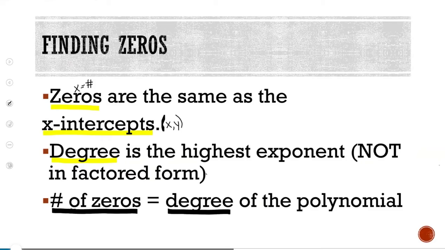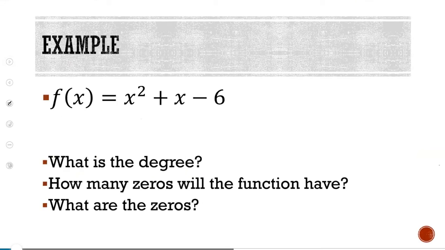All right, so let's look at an example. Now we're going to start really, really easy here, just so we can get an idea of what we're doing before we get to a harder problem. All right, so we have this function, x squared plus x minus 6. And the first question asks us for the degree.